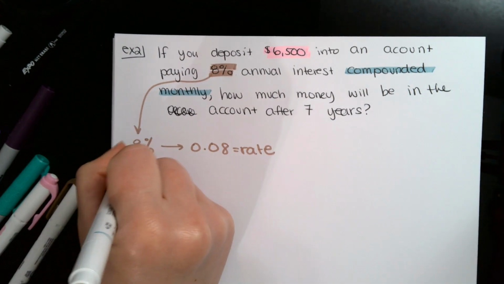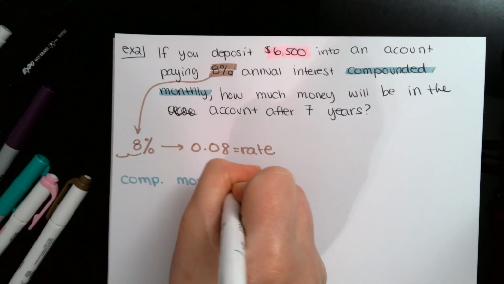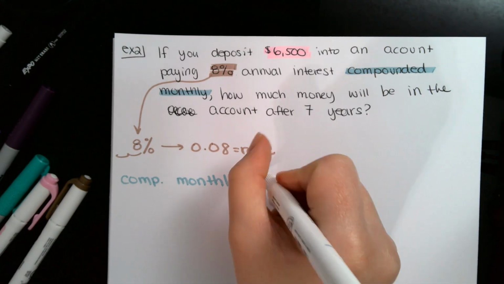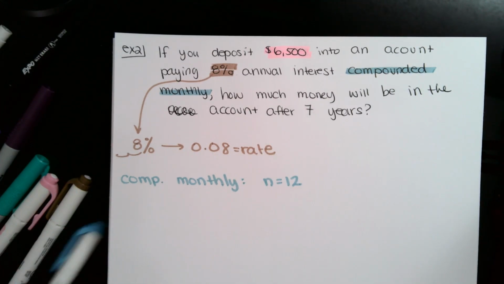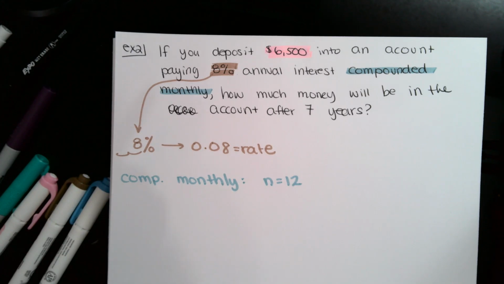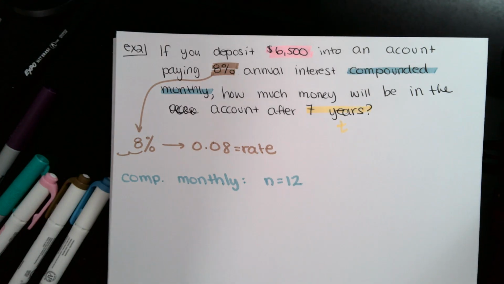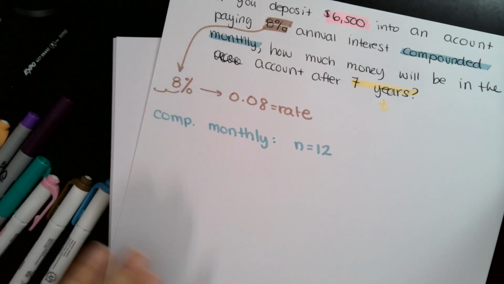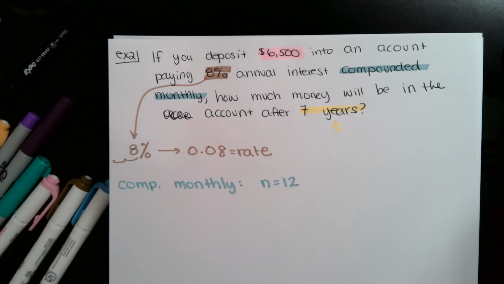So that means compounded monthly. How many times a year? Well, if it happens every month, that means we are going to be calculating this compound 12 times in a year. How much money will be in the account after 7 years? So here's our time. And instead of writing everything out off to the side, we can just highlight, identify things in the English, and then we can immediately jump into writing things out as a formula.